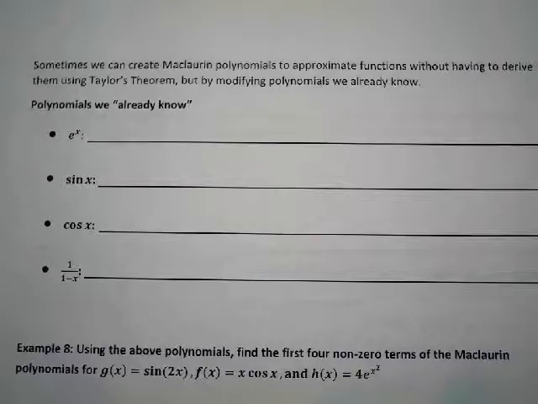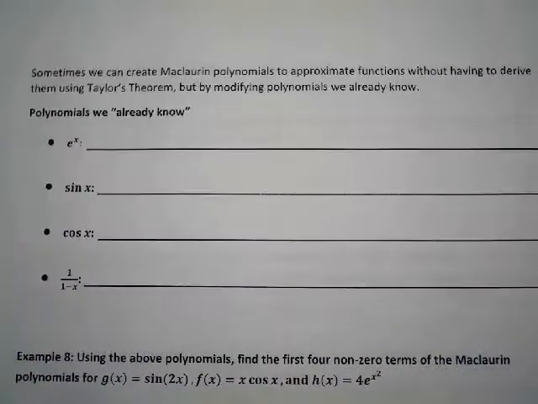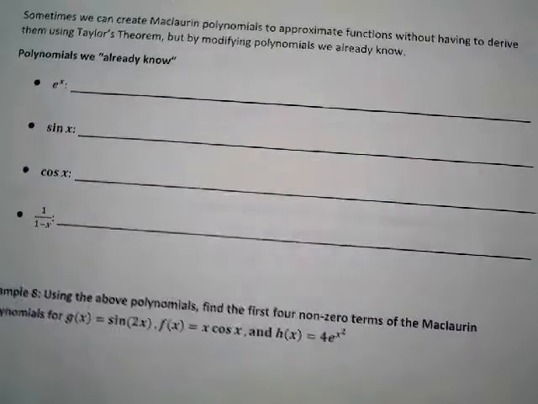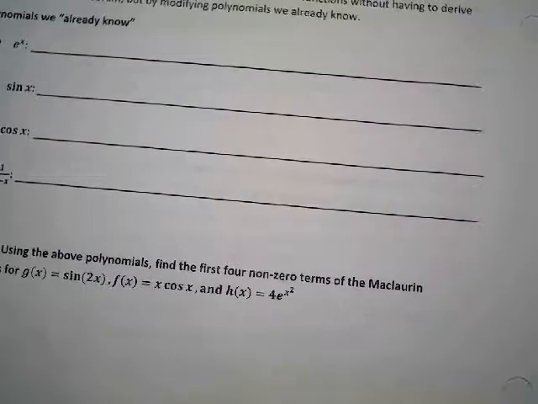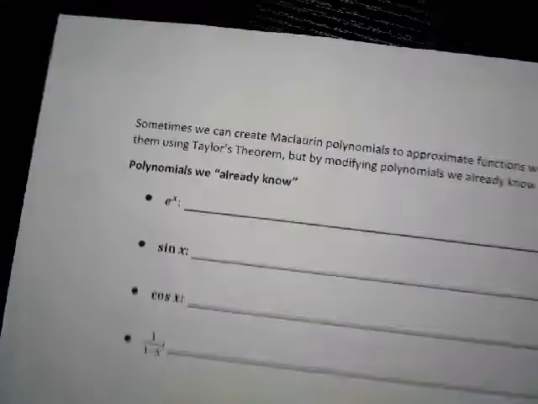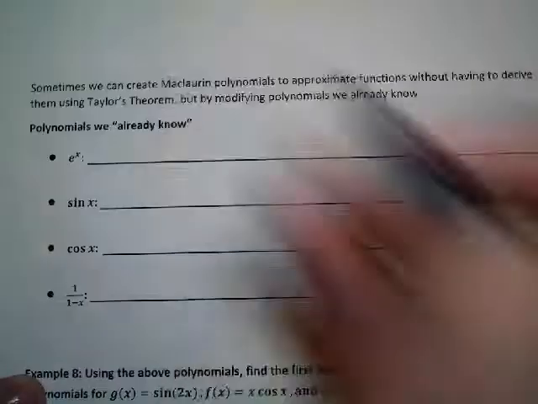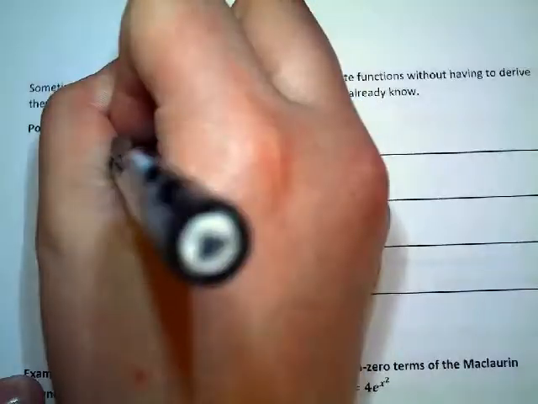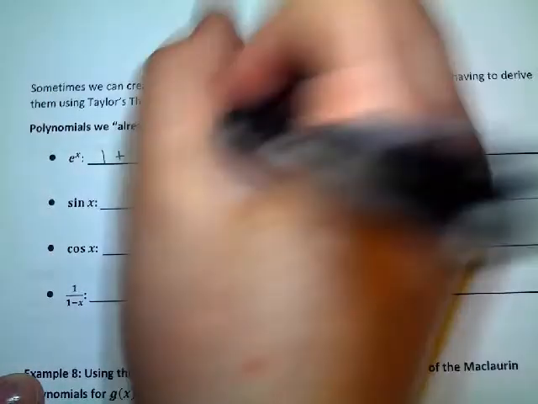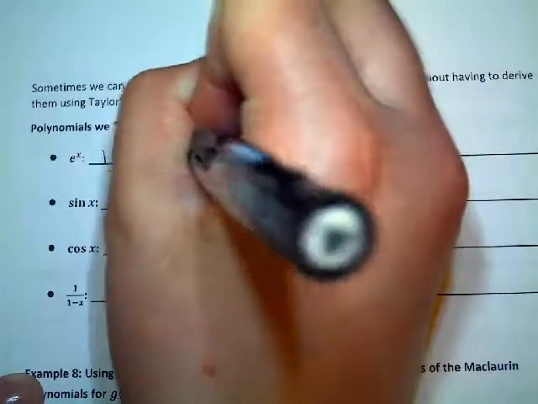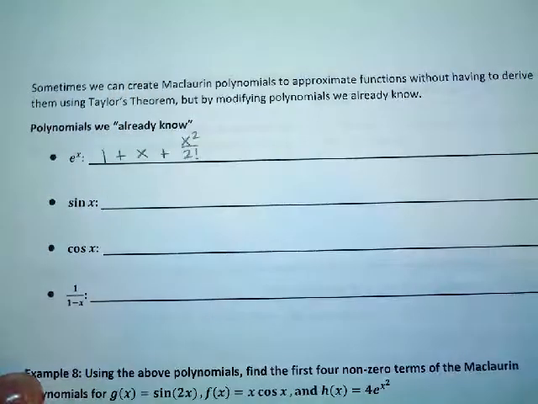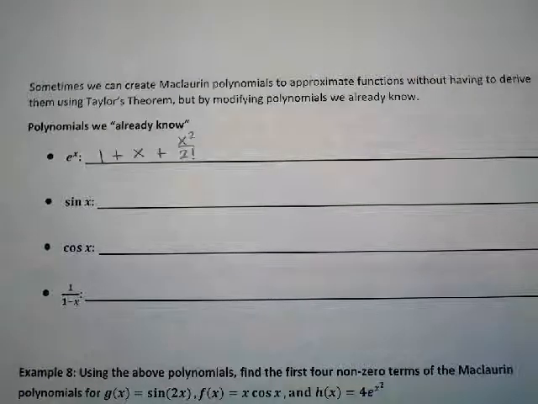So if we were to flip back and look at some of the ones we've already done, e to the x, we did it in example 6. So e to the x is one that we already know. That is 1 plus x plus x squared over 2 factorial. If you were to start a cheat sheet today, I'd put this on it. I'll probably write it on the whiteboard so that we can just have it in front of us.